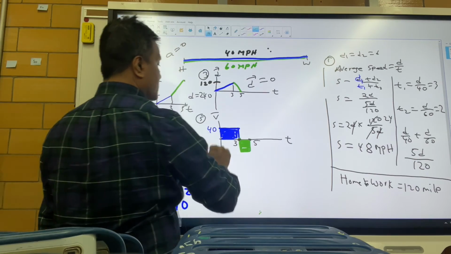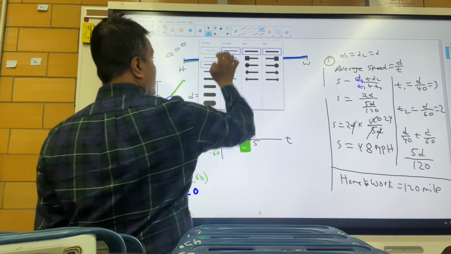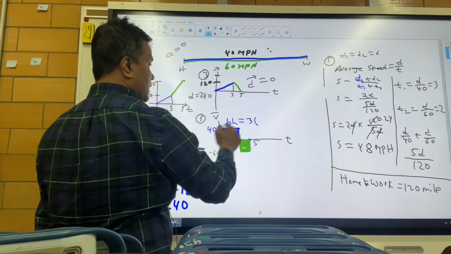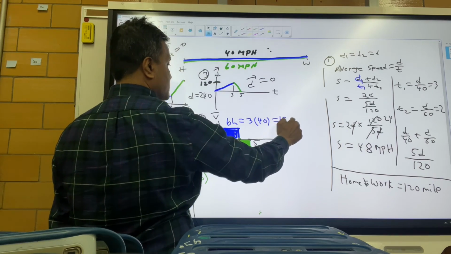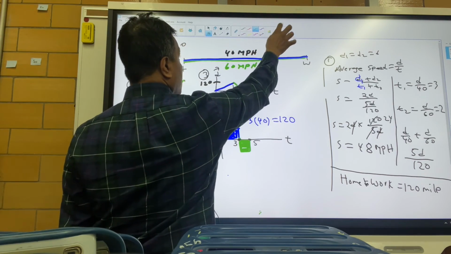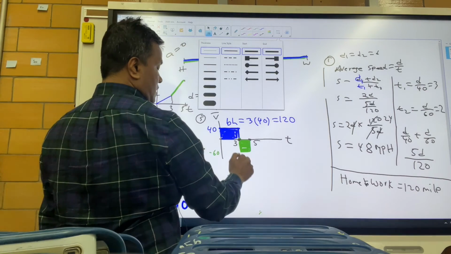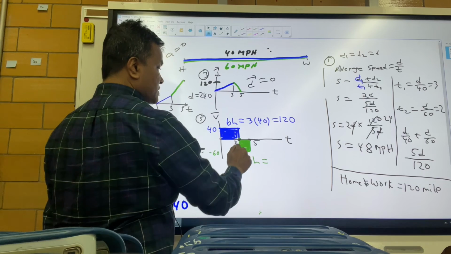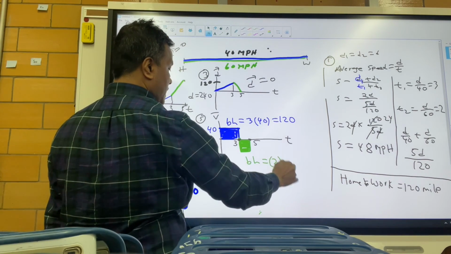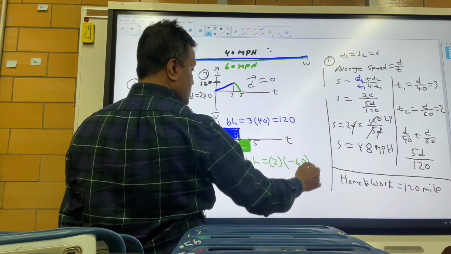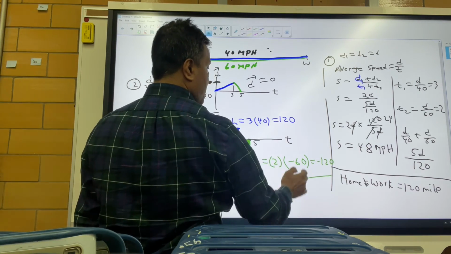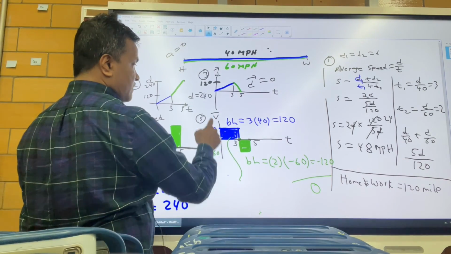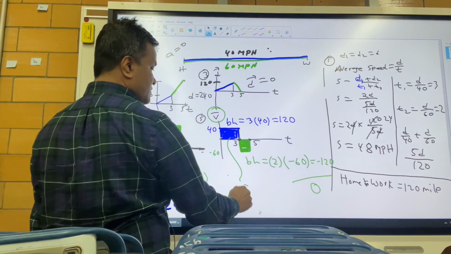All right, so what is the blue? Blue is BH, so B is 3 and H is 40, so this is 120. Let's see the green. The area is BH, so the base is 5 minus 3, which is 2, and the height is negative 60, so this is negative 120. Positive 120 plus negative 120 is 0. So the area under the velocity versus time graph is 0.